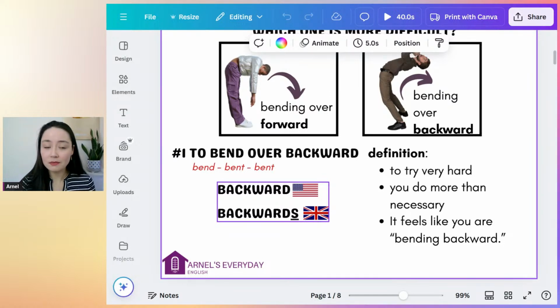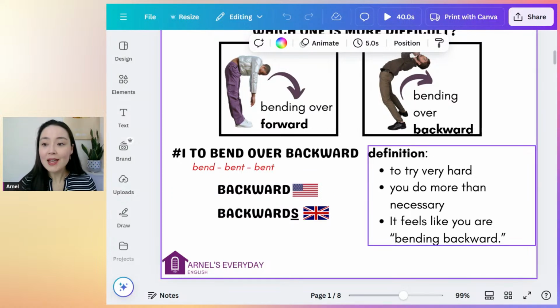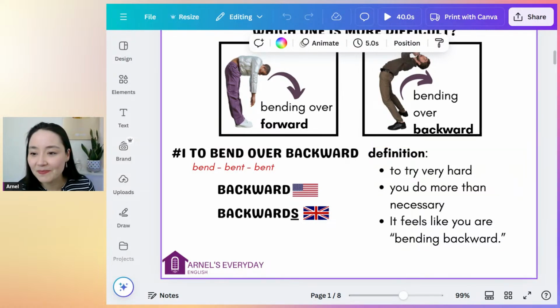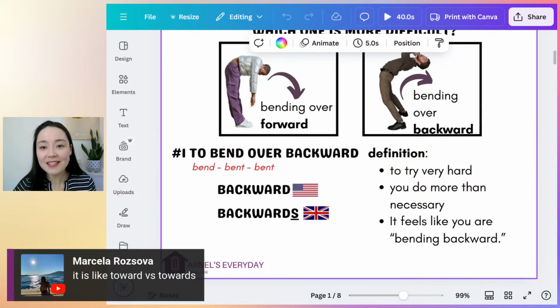What does this mean? Definition. To try very hard. You do more than necessary. It feels like you are bending backward because it's difficult. Marcella, it's like toward and towards, absolutely. No S and S, exactly.